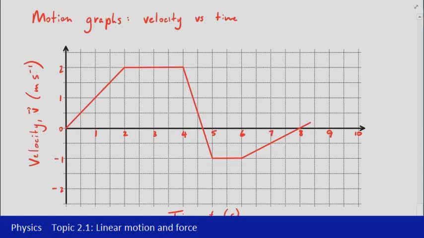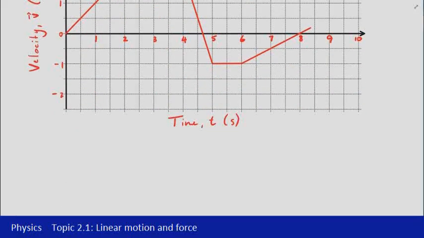We've just been looking at acceleration. We're now going to go back to motion graphs to look at velocity versus time, because again, acceleration is tied into that graph. As we saw with displacement versus time, the gradient of a displacement versus time graph gives us velocity. So naturally it follows that the gradient of a velocity versus time graph is acceleration.